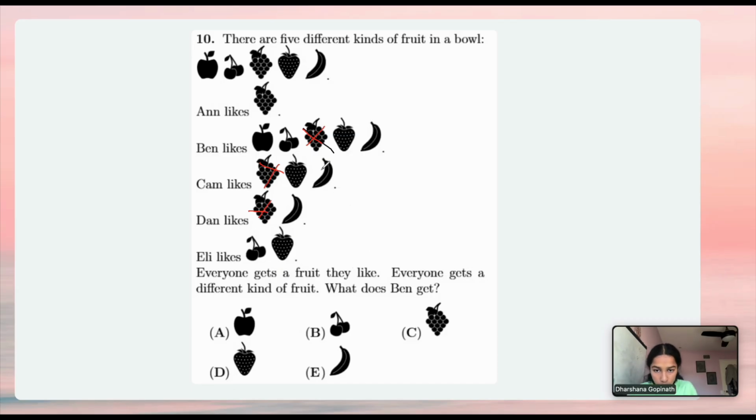So we can cross out wherever else there's bananas. And then Cam, now she's only left with strawberries, so she'll get a strawberry. So everywhere else, we can cross out a strawberry. And Eli, the only thing left for him is cherries, so he gets cherries. So we can cross out the cherries for Ben.